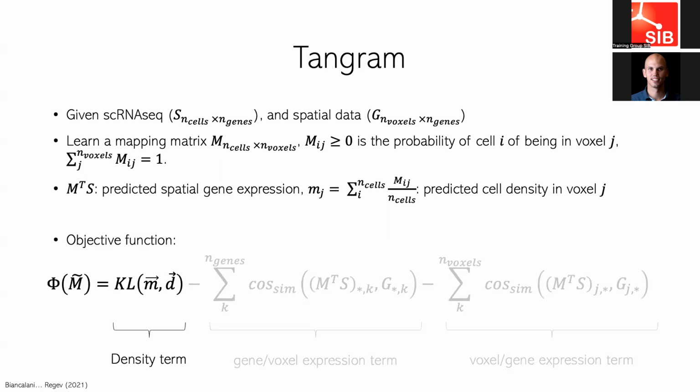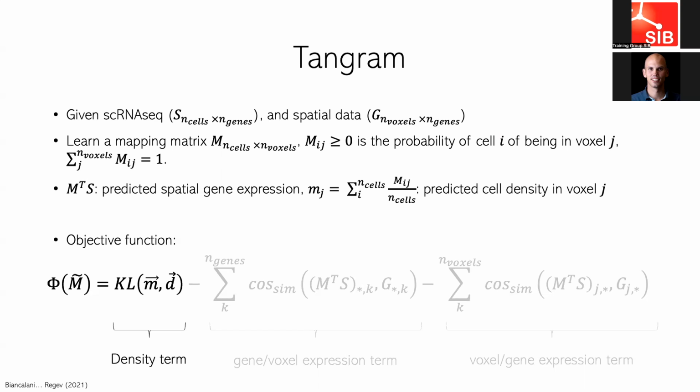So how do we learn this mapping M? They construct an objective function that they want to minimize. We'll go through this objective function. The first term in it is a KL divergence, the difference between m, this vector over here, which is the density of cells at every location that we are predicting, and the actual density of cells.